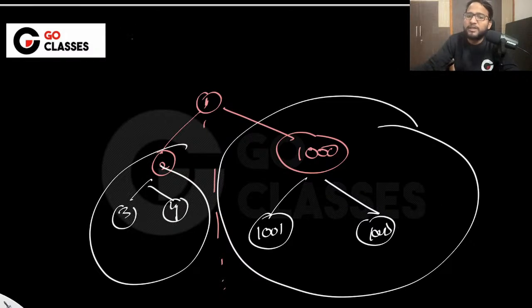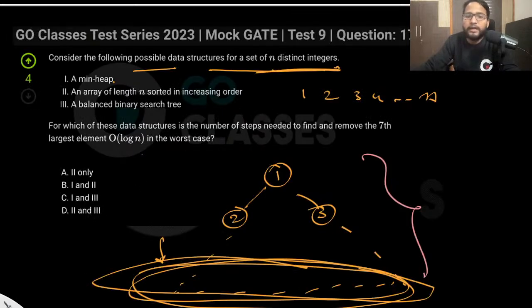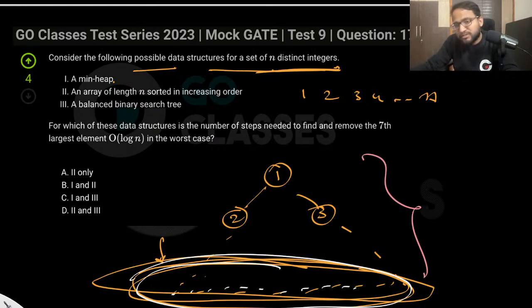So in min heap there is no relation between the siblings. That's why the seventh largest could be anywhere here, since you do not know there is any relation between them. If you knew by chance that these were sorted, then maybe you could do it in log n. But since you do not know that, you have to spend order of n.